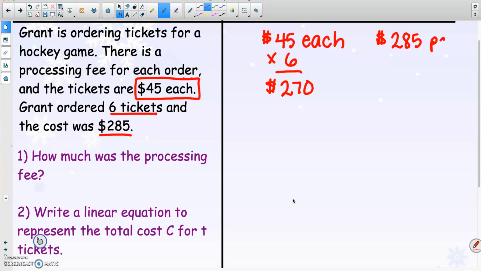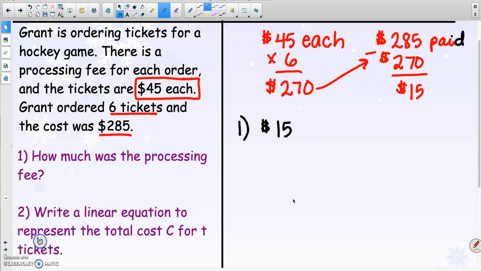So if that's how much he had to pay, and the tickets were $270, if I subtract those, that leaves $15. So number 1 was asking how much is the processing fee? It's $15 because it's the difference between what he paid and what the 6 tickets should have cost. So $15 processing fee. Processing fees are very common when you order tickets for an event or a concert. Okay, or a sports game.